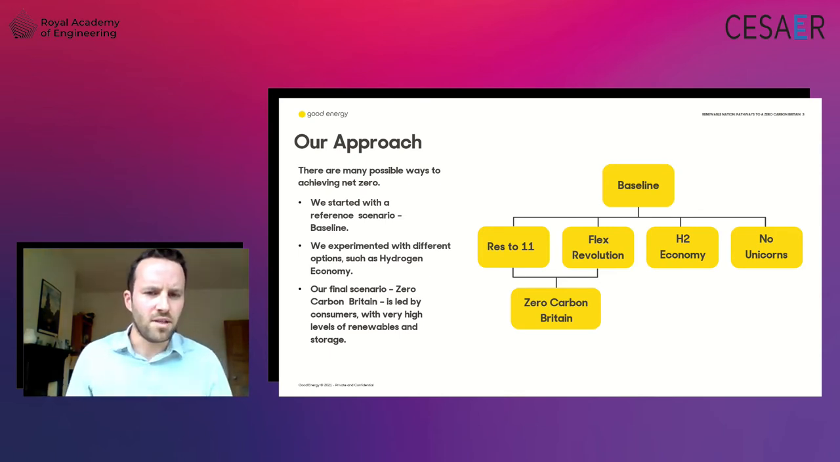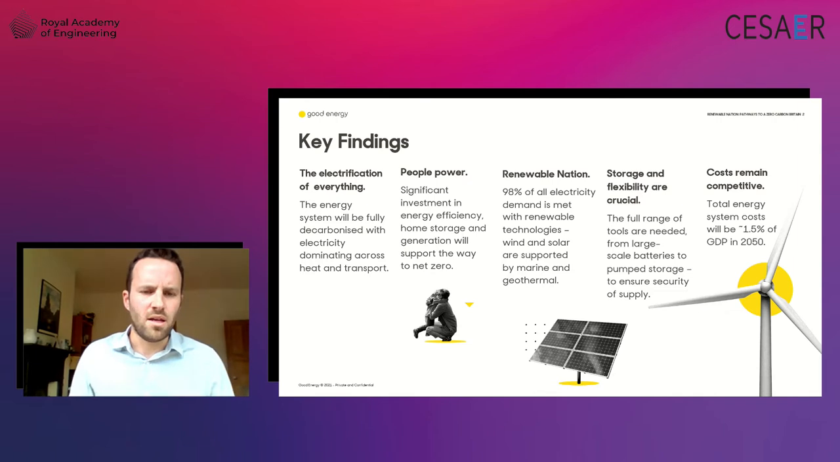So the outcome of these scenarios, the next slide gives us an illustration of some of the key findings that we established. Electrification of everything: the energy system is fully decarbonized across heat and transport. Electrification is a real key enabler of decarbonization, as you'd perhaps expect. People power: significant investment in energy efficiency, home storage and generation. We know this next stage of decarbonization is going to definitely have people at the center, and our modeling bears that out. Renewable nation: we found that 98% of all electricity demand can be met with renewables. Wind and solar are supported by marine and geothermal.